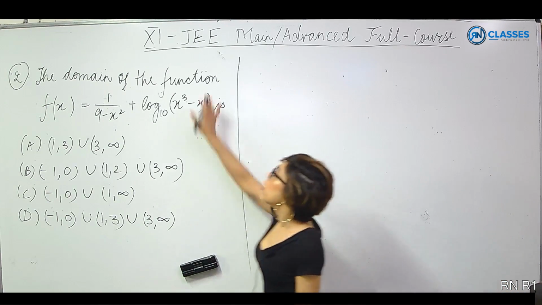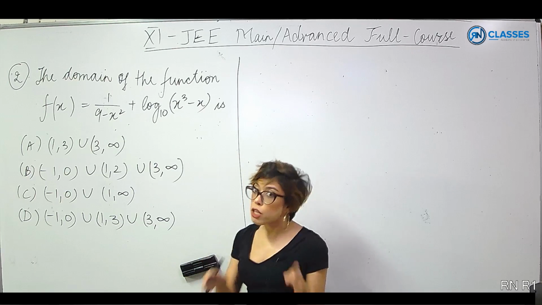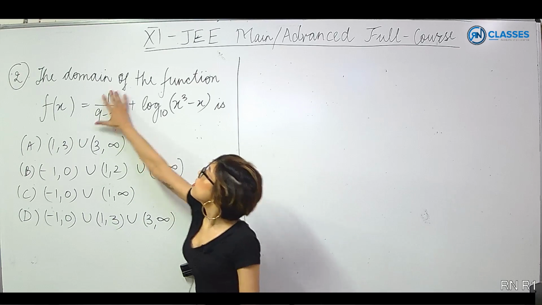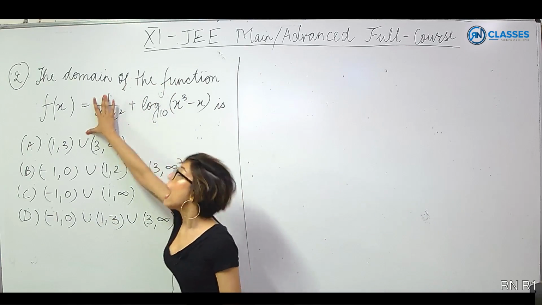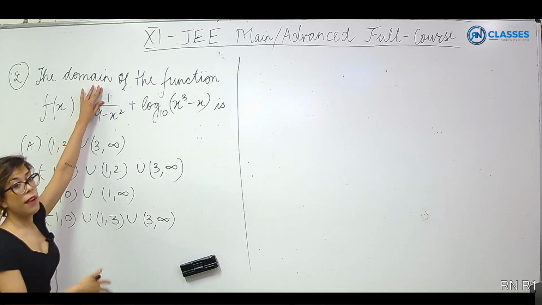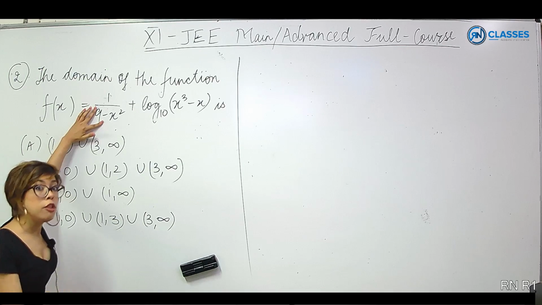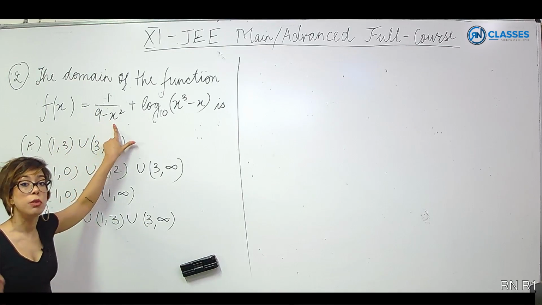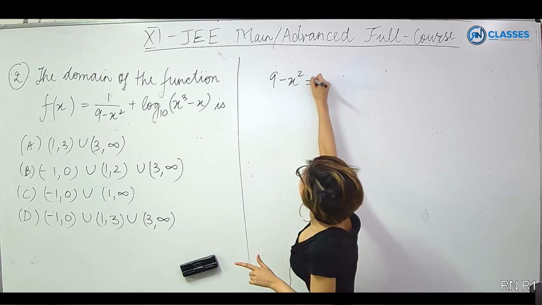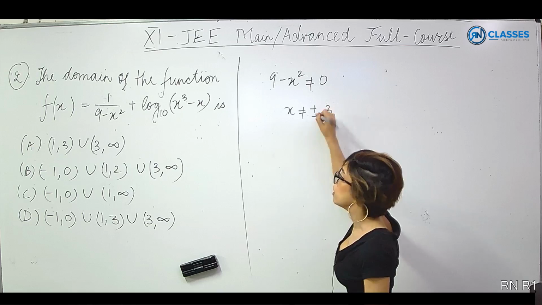Now he says the domain of the function is, right? Domain of the function, that means the values of x for which the function is defined. Now I can say there are two quantities, this and this. This should be defined as well as this should be defined. So let me talk about this one now. Numerator is defined for all real x. Denominator is defined for all real x. But I have to make sure that denominator is not equal to 0. So that means 9 minus x square not equal to 0. Or I can say that x should not be equal to plus minus 3.